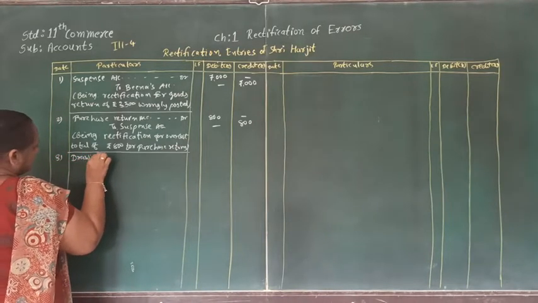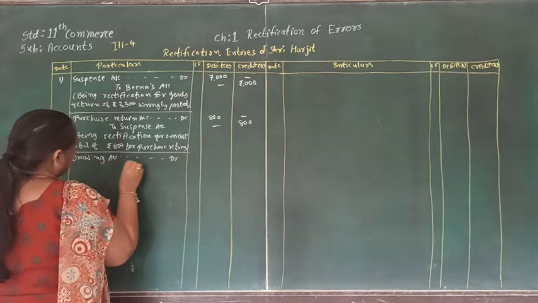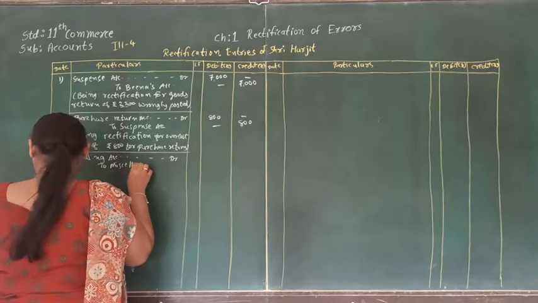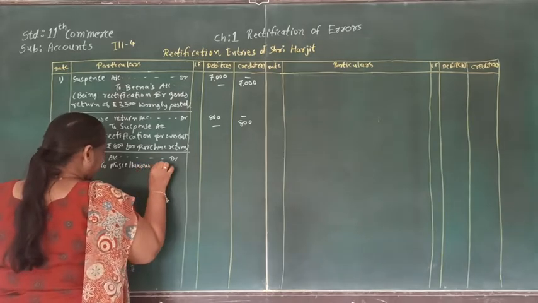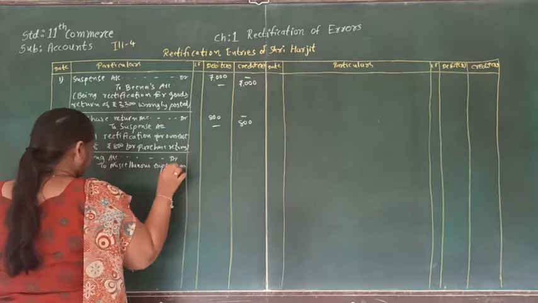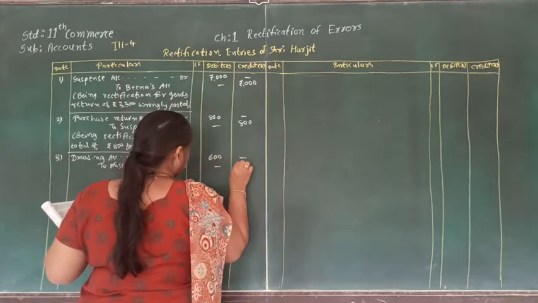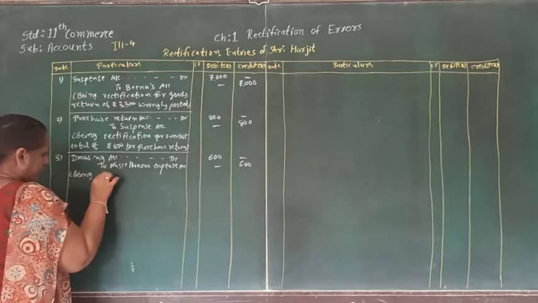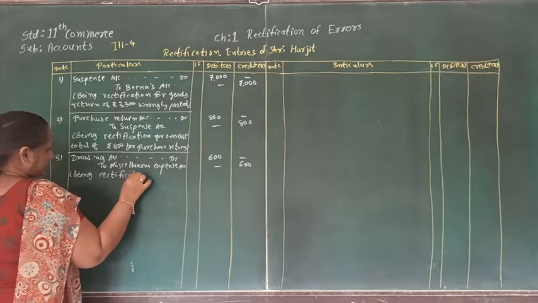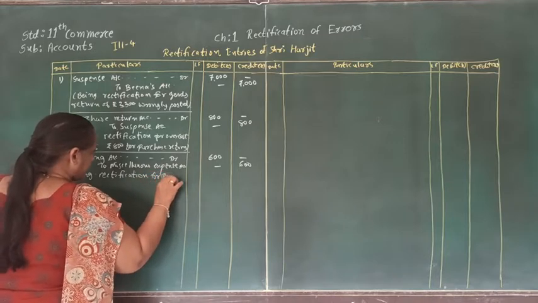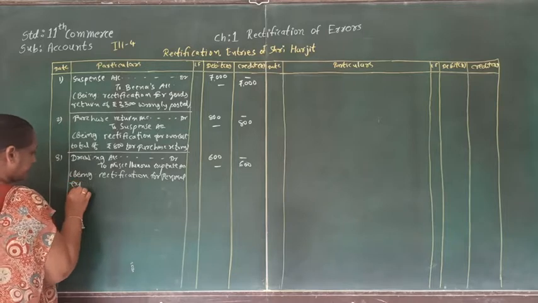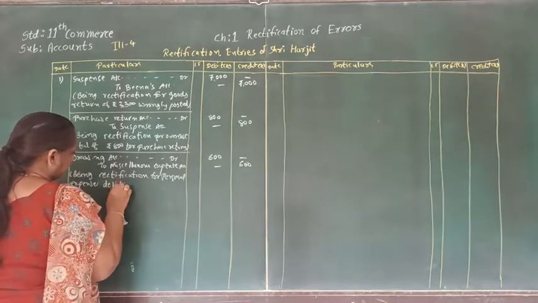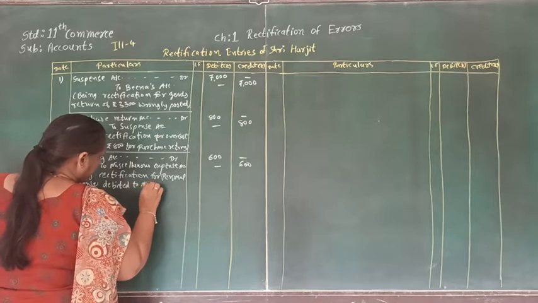Drawing account debit to miscellaneous expense account, and the amount will be 600, and here being rectification for personal expense debited to miscellaneous expense account.